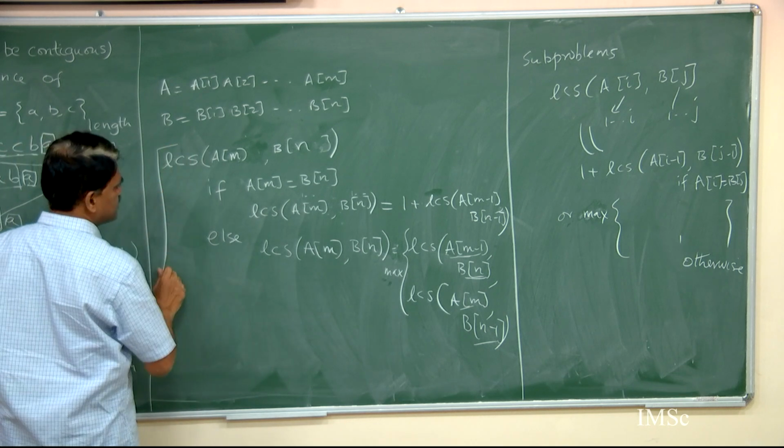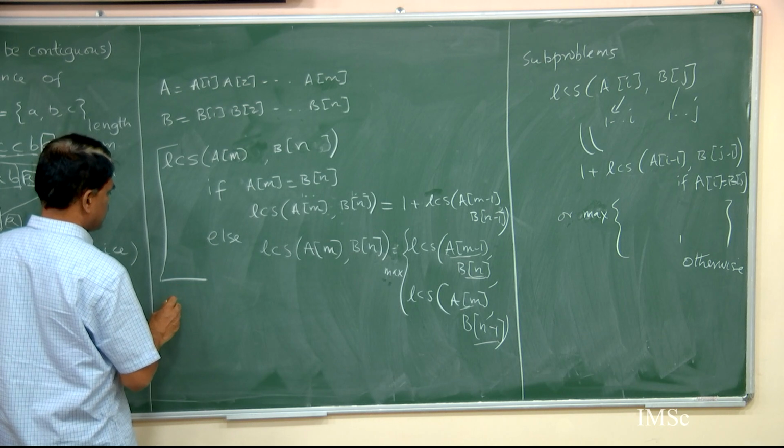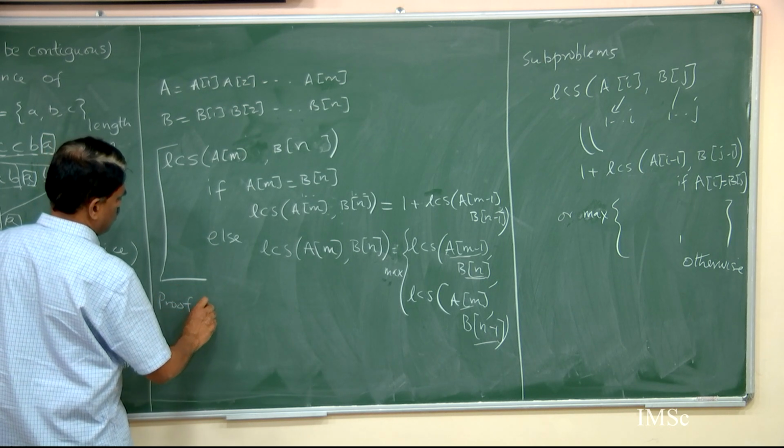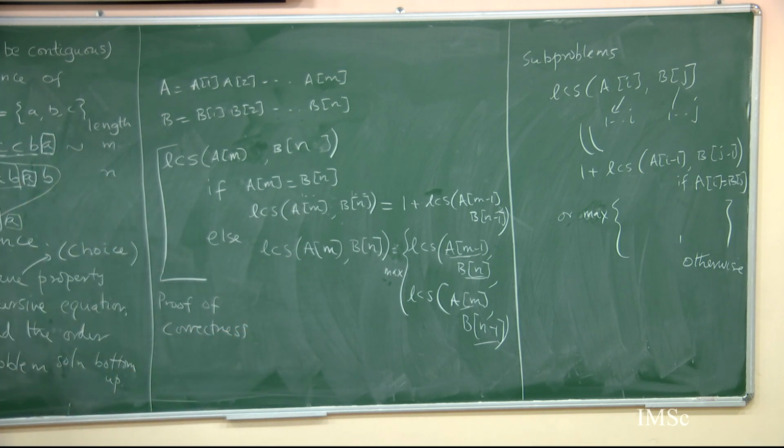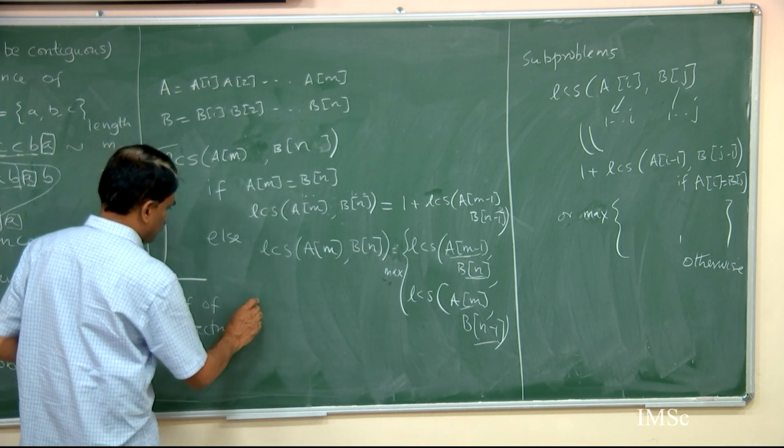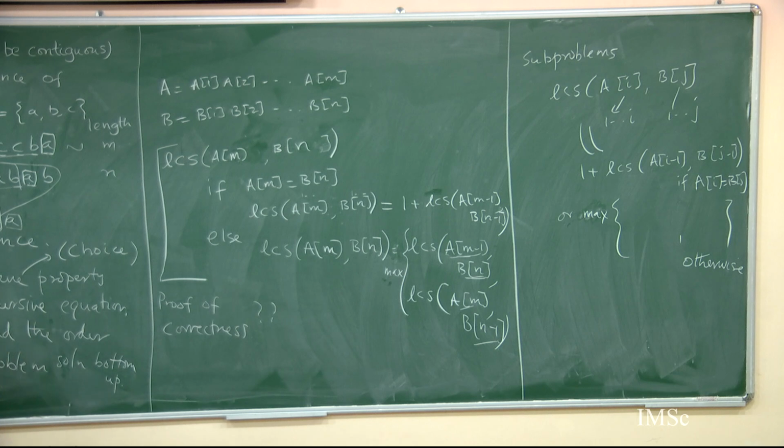So the proof of correctness lies in proving this recurrence. The way you prove it is look at the optimum solution, look at the last characters and see where they are going, and then you realize that whatever else is the optimum solution for one of these two subproblems. I'm not going to prove this, but it requires case by case analysis. If they match, what happens? If they don't match, what happens?